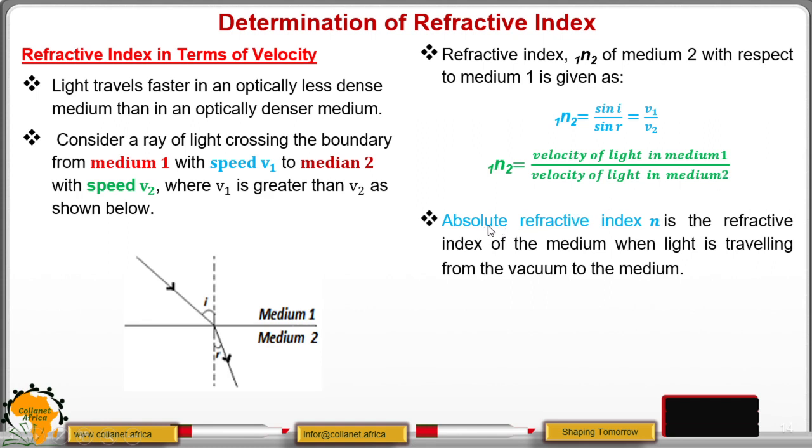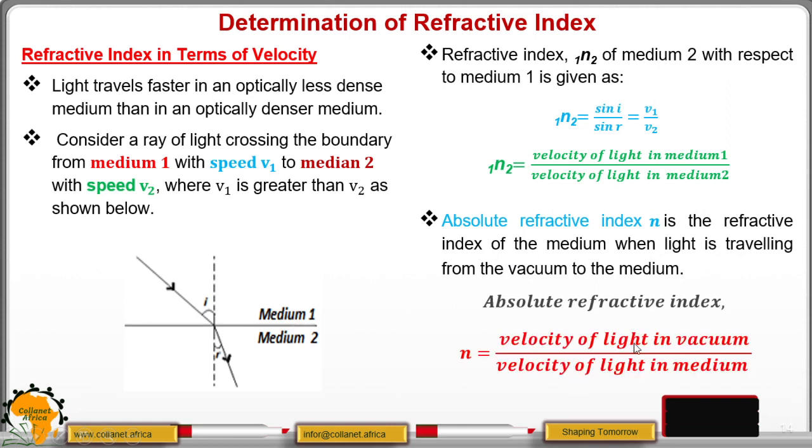But when we come to absolute refractive index n, this is defined as the refractive index of the medium when light is traveling from a vacuum to the medium. So mathematically, absolute refractive index is equal to the velocity of light in vacuum divided by the velocity of light in the medium.